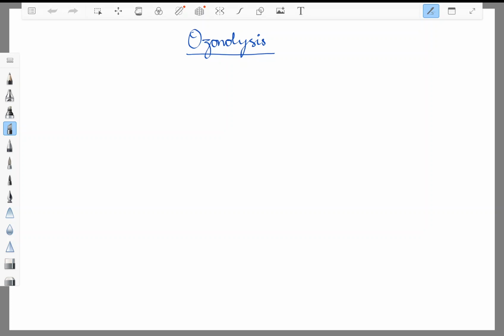Hello students, today we are going to discuss an important reaction by name, ozonolysis in alkenes. By the name itself, alkenes are subjected to reaction with ozone. Later on, reaction in the presence of zinc and water undergoes lysis to give carbonyl compound.